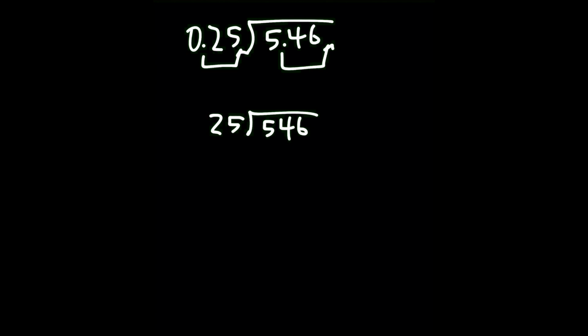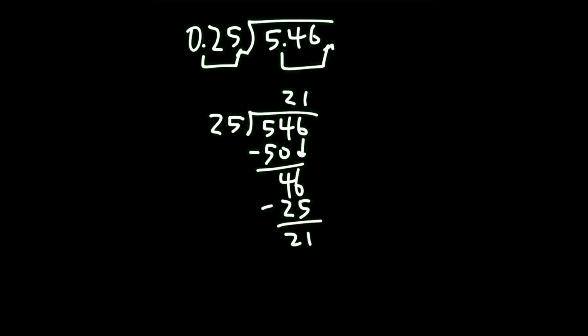546 divided by 25. Okay, I know that 25 times 2 is going to get me 50. I'll subtract, get 4, bring down my 6. I know that 25 times 1 is going to get me 25. And when I subtract here, I get 21.